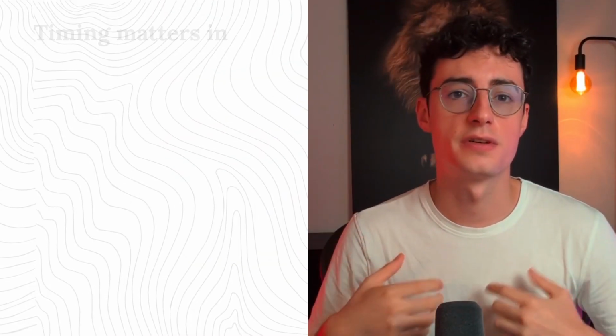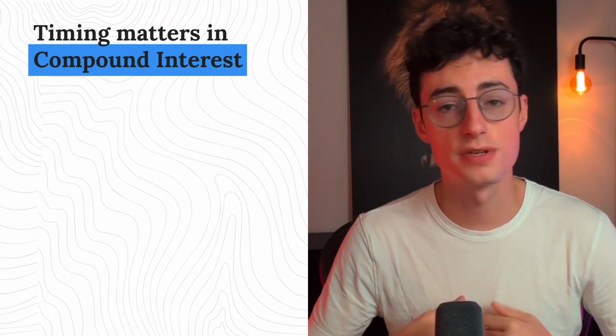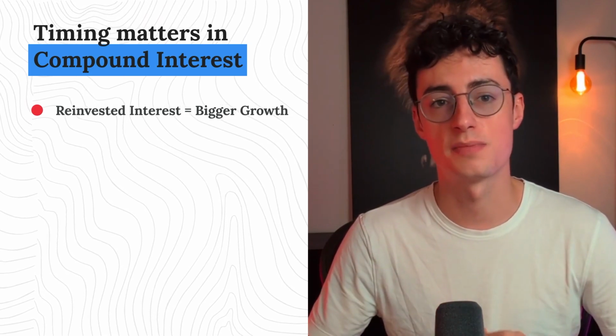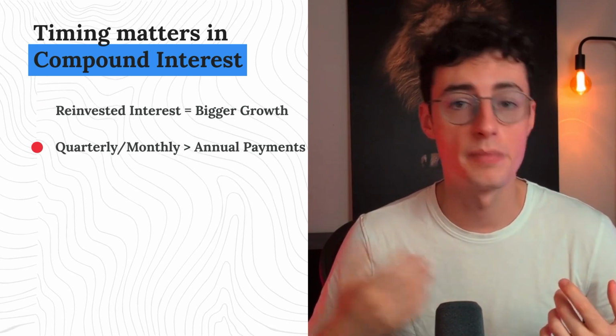So let's move on to another factor that strongly influences compound interest. Since your interest is reinvested immediately after it's received, the timing of interest payments plays a significant role. You'll see that it's better to receive interest quarterly or monthly than annually. Let's look at another example.